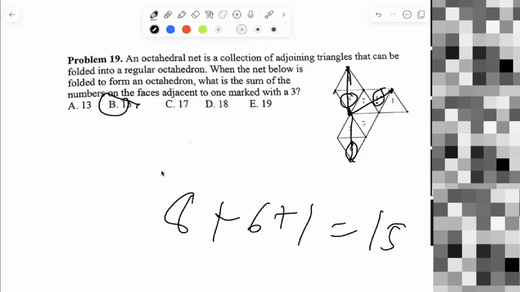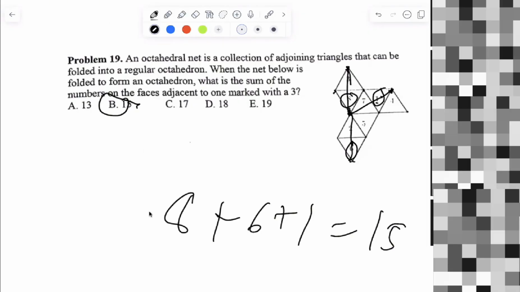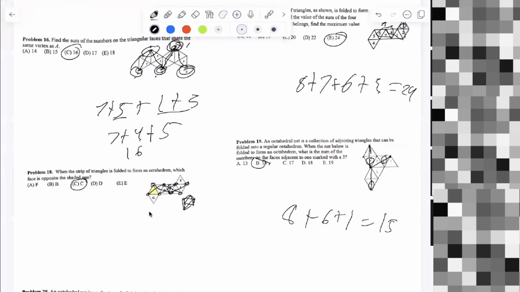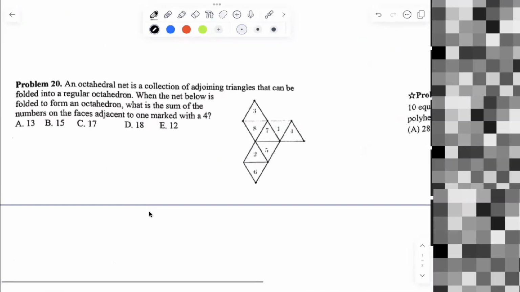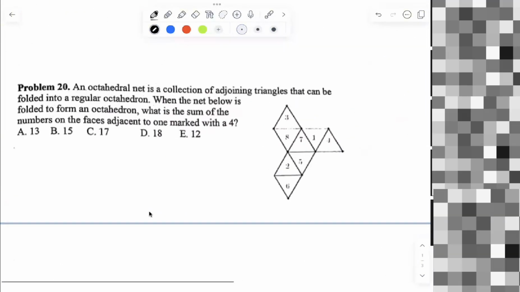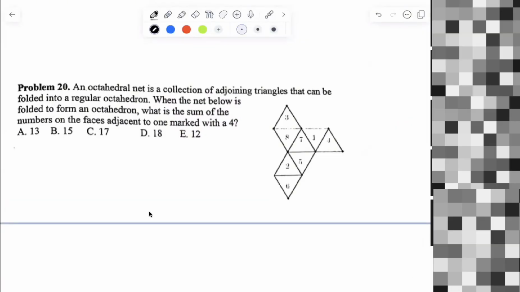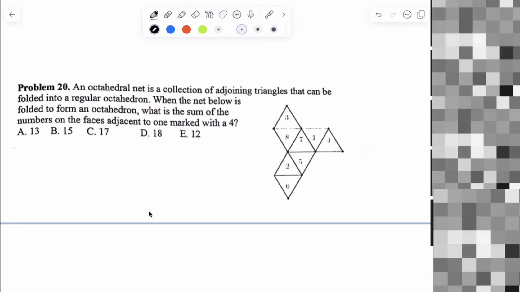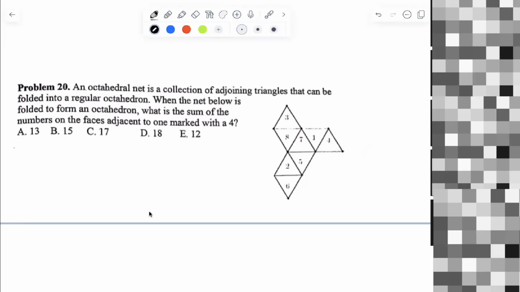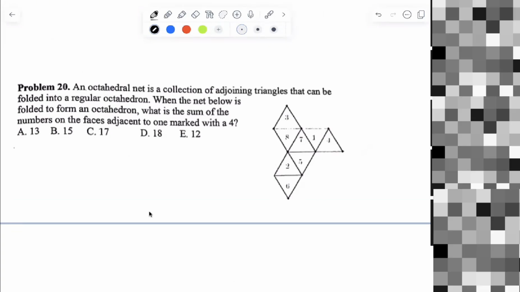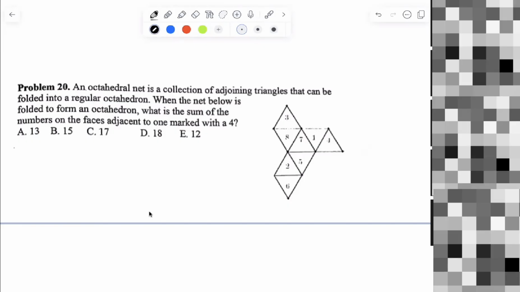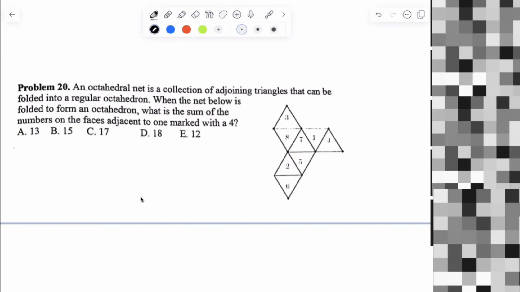All right? Now let's move on to problem 20. An octahedral net is a collection of adjoining triangles that can be folded into a regular octahedron. When the net below is folded to form an octahedron, what is the sum of the numbers on the faces adjacent to the one marked with a 4? You guys have a try on this question and tell me in chat.